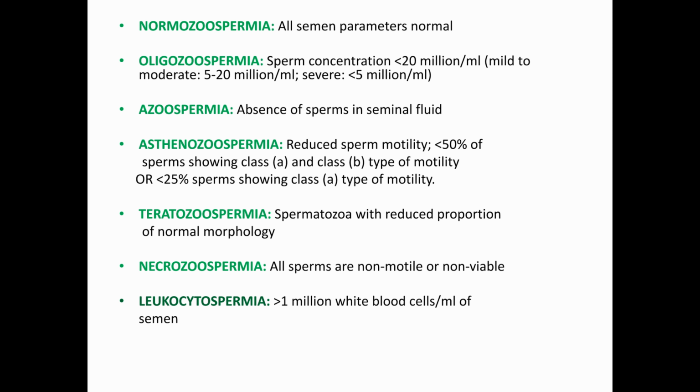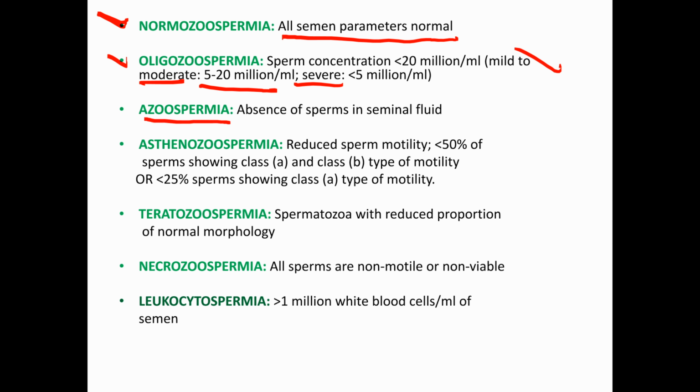Okay, now these are the normal and abnormal terms we have to mention in the lab report. What is normozoospermia? All the parameters are normal. Next one is oligozoospermia. What is the meaning of oligo? Oligo means less. So oligozoospermia is when the sperm count is decreased below 20 million per ml. Oligo is also divided into 3 categories: mild, moderate, and severe. Less than 20 is mild, 5 to 20 is moderate, and less than 5 is severe.